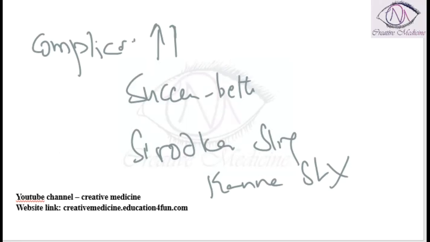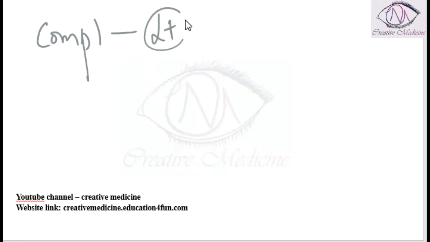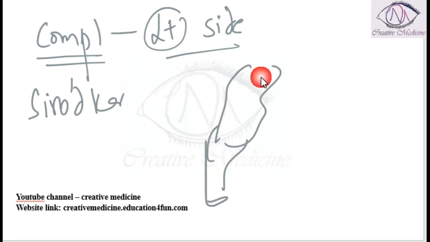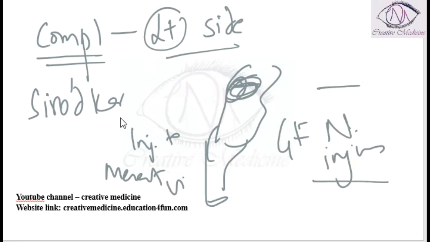Now, complications of Shirodkar's sling. The complications of Shirodkar's sling are mainly seen on the left side. On the left side, the Shirodkar sling will cause obstruction to the sigmoid colon. It can cause injury to the mesenteric vessels, resulting in ureteric injury, or it can result in genitofemoral nerve injury. So these are the complications of Shirodkar's sling.